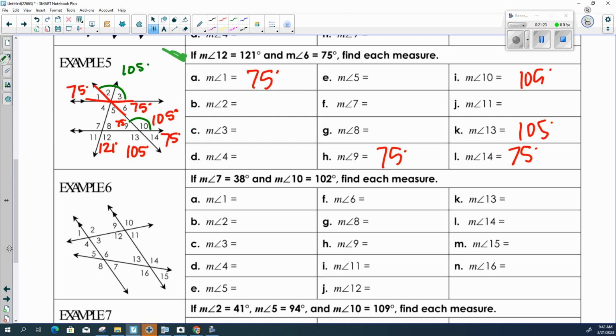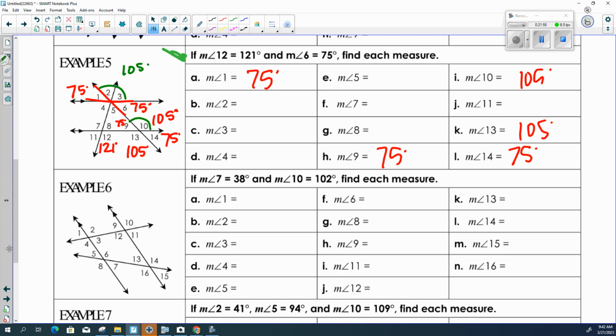Is it? No. 4 is going to be equal to 3 and 7 and 8 and 11. That's going to be these ones. But 4 will not be equal to 12. What will it be with 12 though? If they're not equal, what are they in today's lesson? What does that stand for? Supplementary. They would be supplementary. So you could do 180 minus 121.